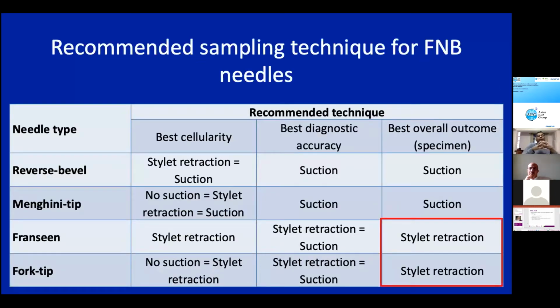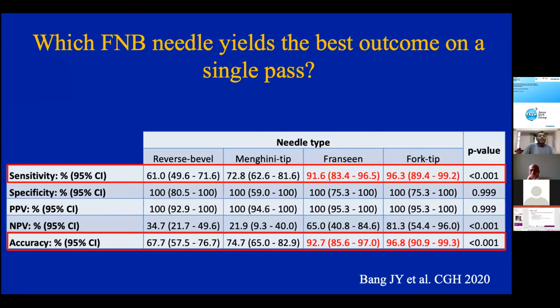So this is our summary slide. For the Franseen and fork tip needle, stylet retraction appears to be the best technique. And for the reverse bevel and Menghini tip needle, nothing works well. But I think if you want a diagnostic adequacy and accuracy of 90%, you have to use suction and preferably perform at least 3 passes.